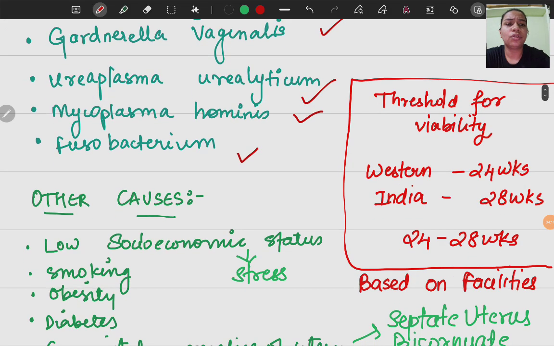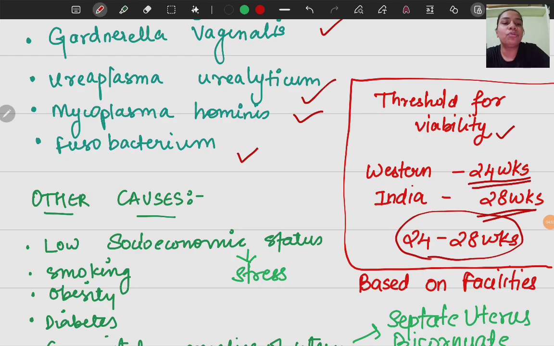So what is the threshold for viability for the child? Now in Western countries there are high facilities in the NICU and the labor room, so even a 24-week baby can be saved. But in India we don't have that many facilities, so here it is considered as 28 weeks. A 28-week preterm baby can be managed in India. So the range comes between 24 to 28 weeks of gestation.